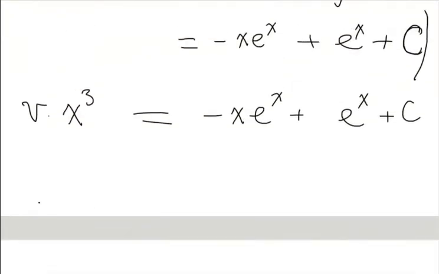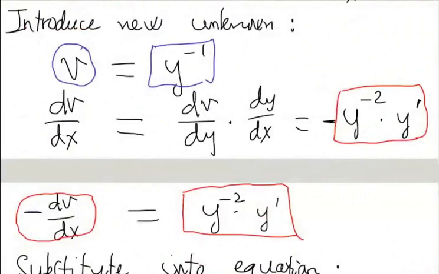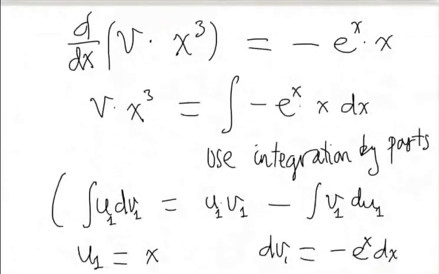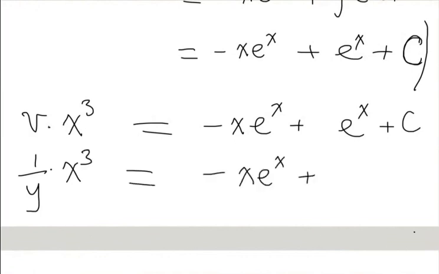But what is v? What is the relation between v and the unknown y? V, if you remember, we put v to be y to the negative 1, or the same as 1 over y. So we may replace v by 1 over y, then we get 1 over y x cubed equal to minus x e to the x plus e to the x plus c.